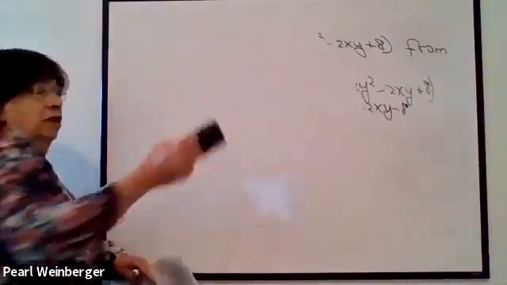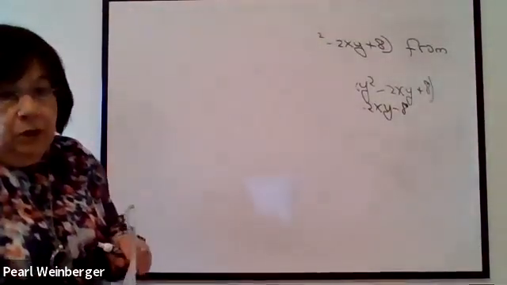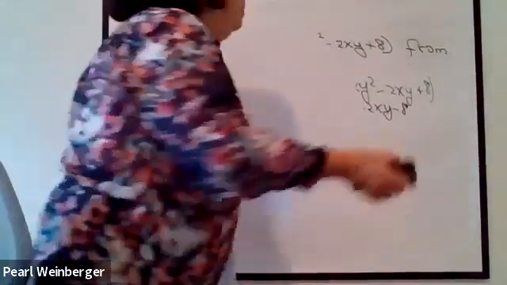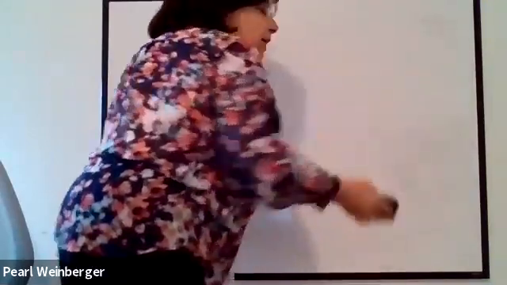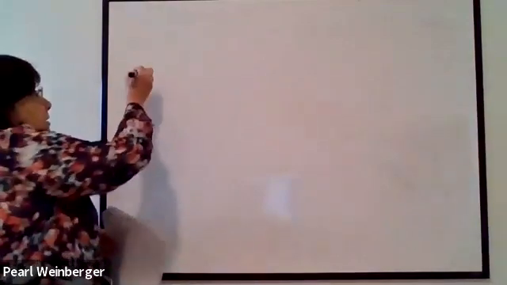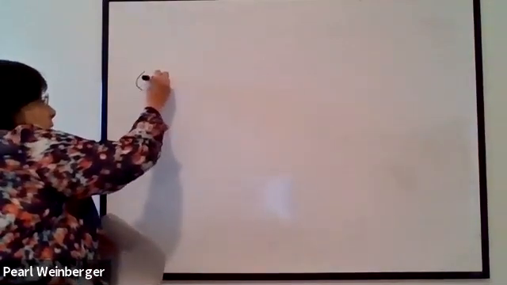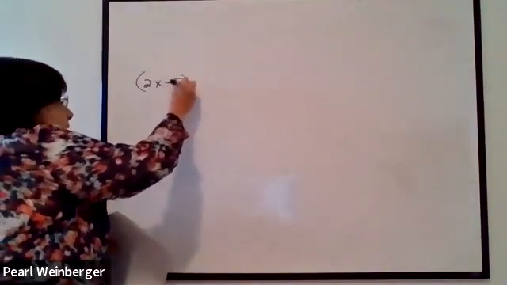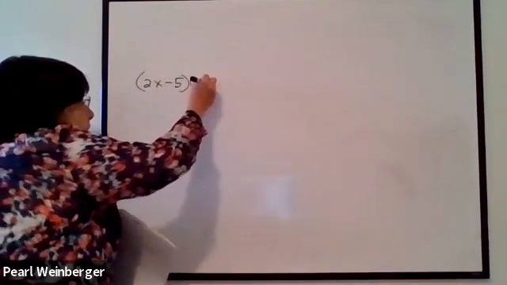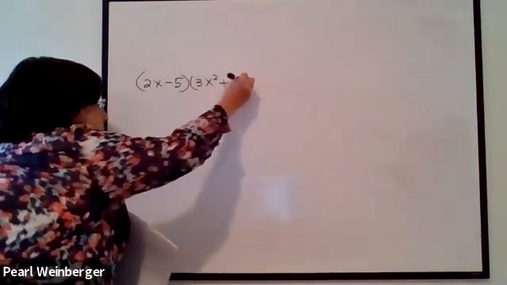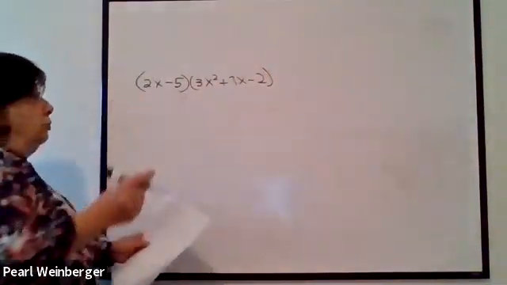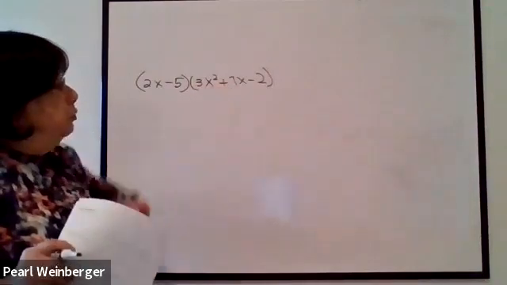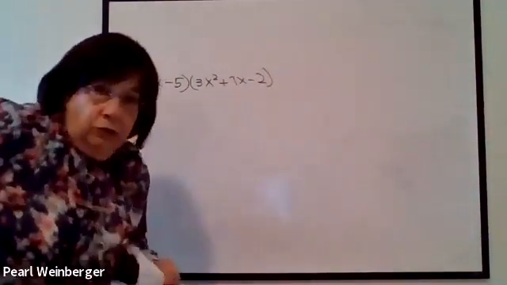Suppose I have not two binomials that I want to multiply, but I have a binomial and a trinomial. What if I have more than two terms in my example? Let's say I have 2x minus 5 times 3x squared plus 7x minus 2. I want to multiply the binomial 2x minus 5 by the trinomial 3x squared plus 7x minus 2.